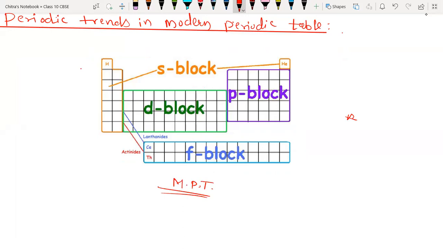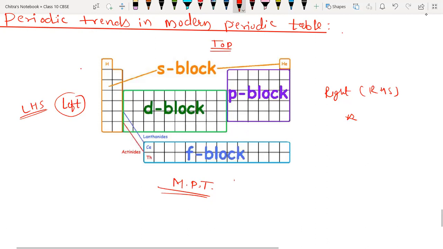This is the left side of the modern periodic table, so I am writing here left, or we can say left hand side, LHS. And this side is the right hand side, so I am writing here right, or RHS. This is the top of the modern periodic table, and here we have the bottom. Okay, everyone understood that?